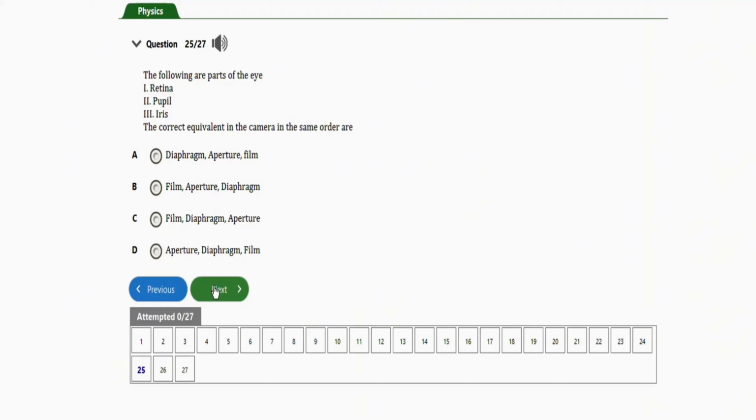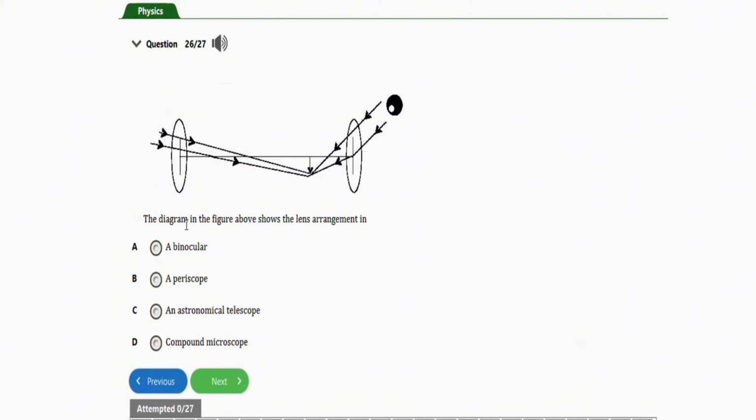Next question is this one. It says, the diagram in the figure above shows the lens arrangement in. So the correct option to this question is option C, which is an astronomical telescope.